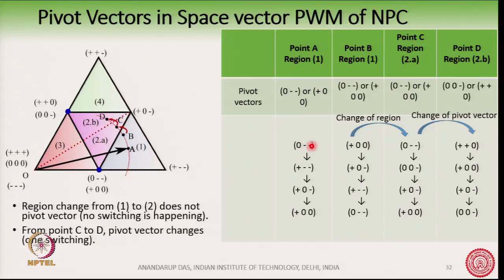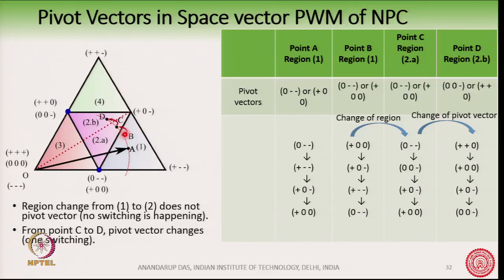We start from 0 minus minus, going from here, 0 minus minus, and then we go to plus minus minus. From here, we go to plus 0 minus, and then plus 0 0. This is how we can switch these 4 vectors in order to realize the reference vector at point A. Okay. So, this is the first one.